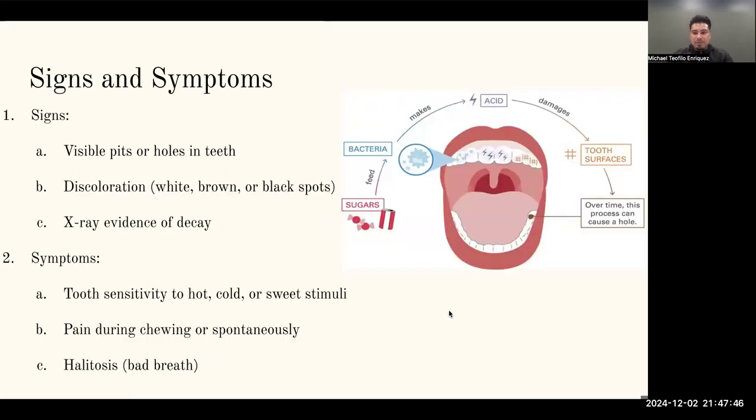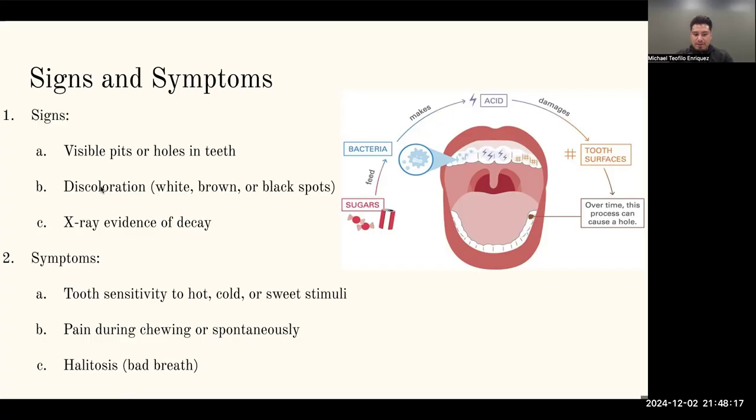And then signs and symptoms. So for the obvious signs, you have visible pits or holes on the surface of the tooth. You have discoloration, so maybe some white spots, some brown spots, or sometimes black spots, and X-ray evidence of decay. So when you go to a dental visit, they take X-rays of your teeth, and that is to see any signs of any cavities in the mouth.